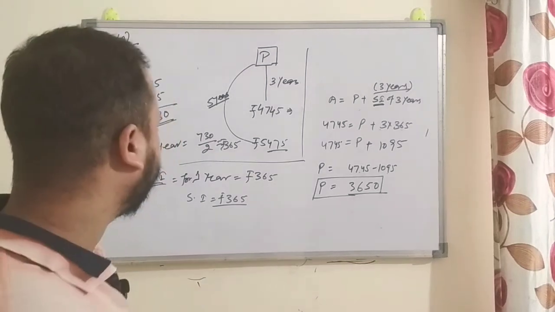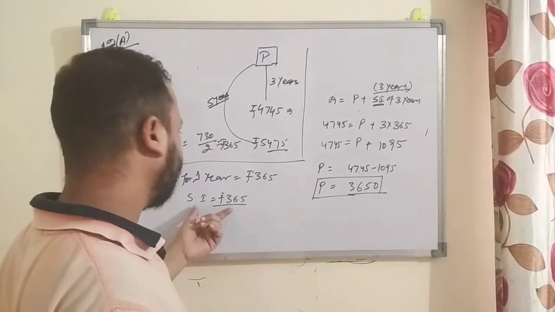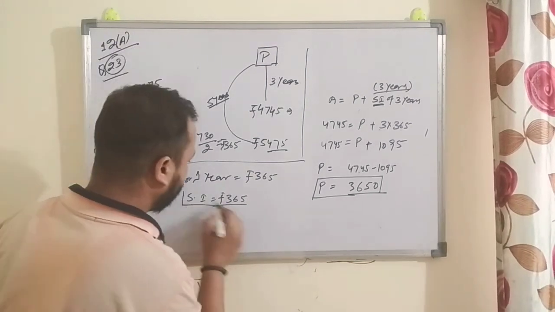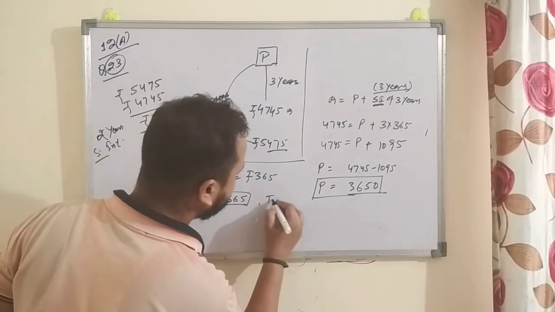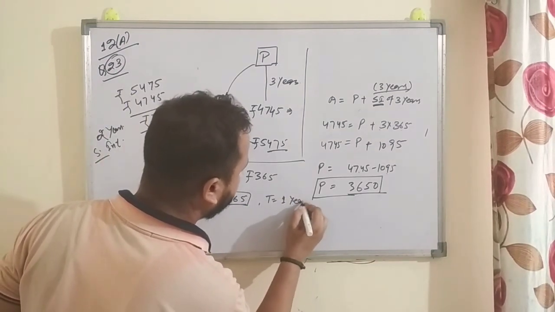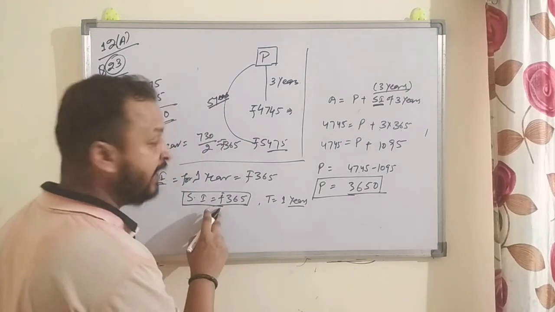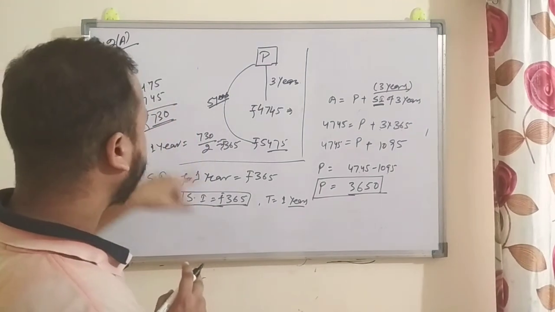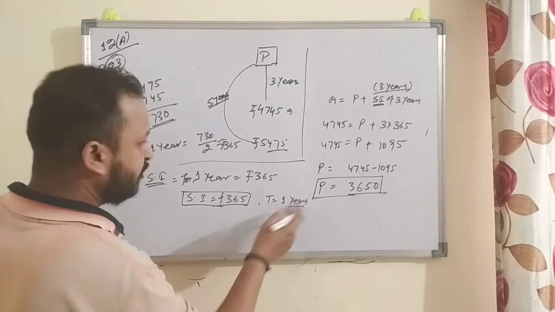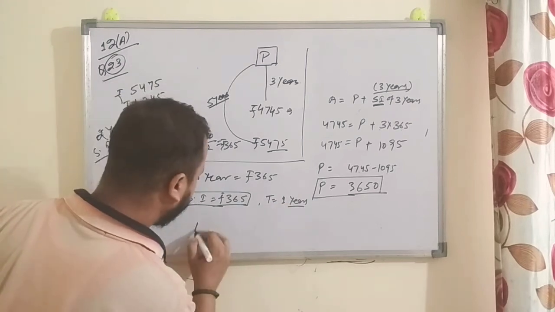Right? So this is the principal. This is the interest. Interest for 1 year. Time is 1 year. Why? Because this interest is for 1 year, right? If you take this 730 rupees, it means you have to take time 2 years. So from here you can find out the rate.